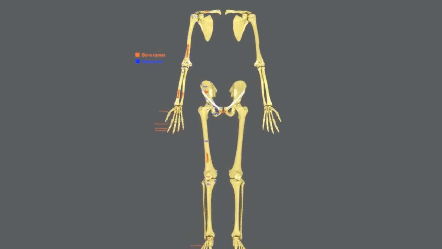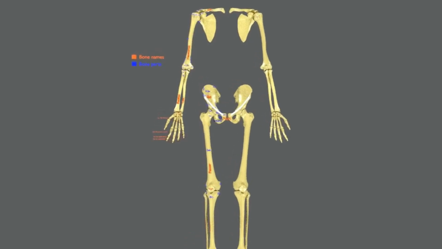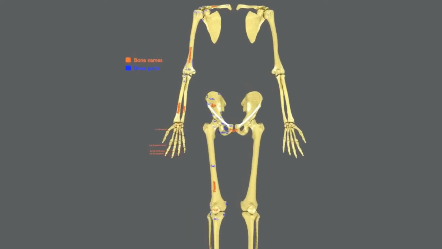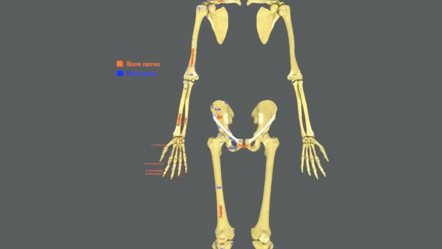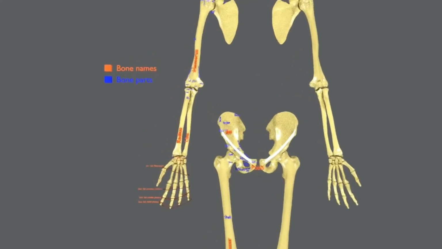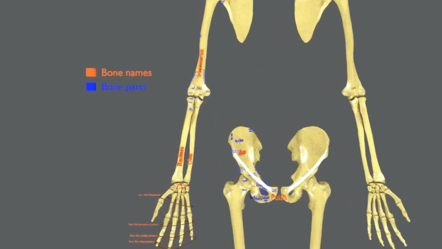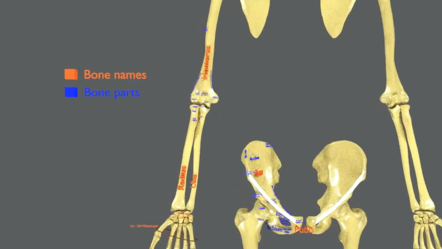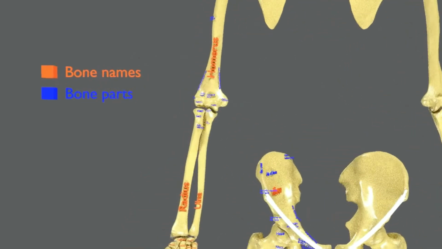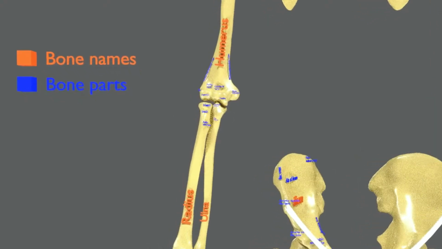Welcome viewers. In this video, I am going to explain about bones of limbs with their respective girdles, along with their important parts. The bone names have been outlined with orange text and their parts in blue text.